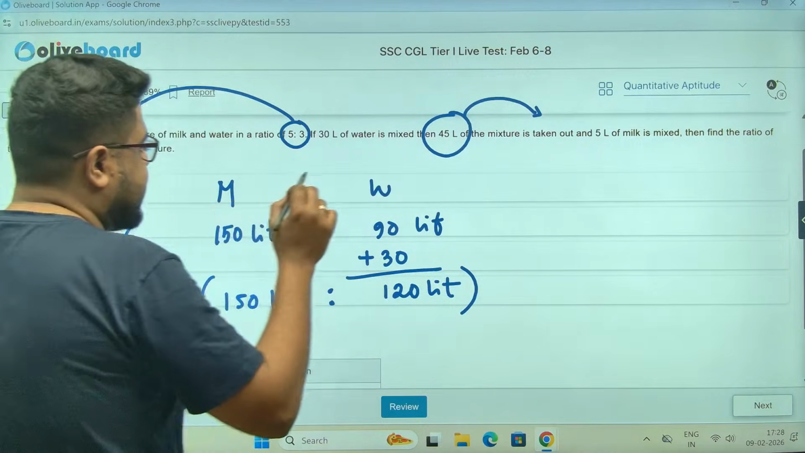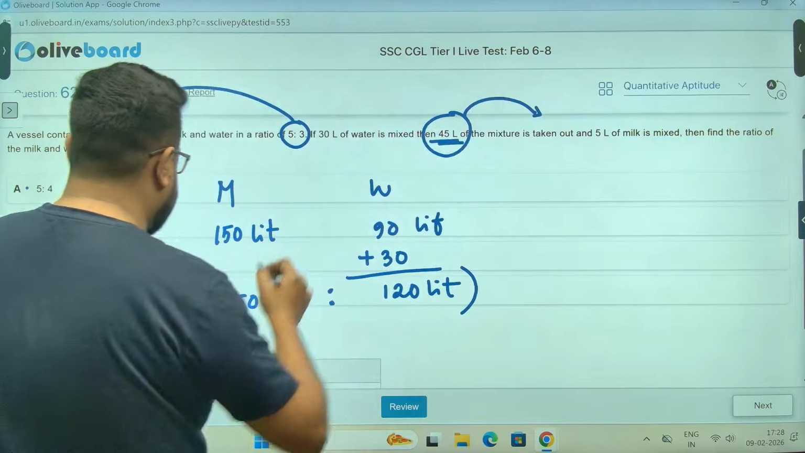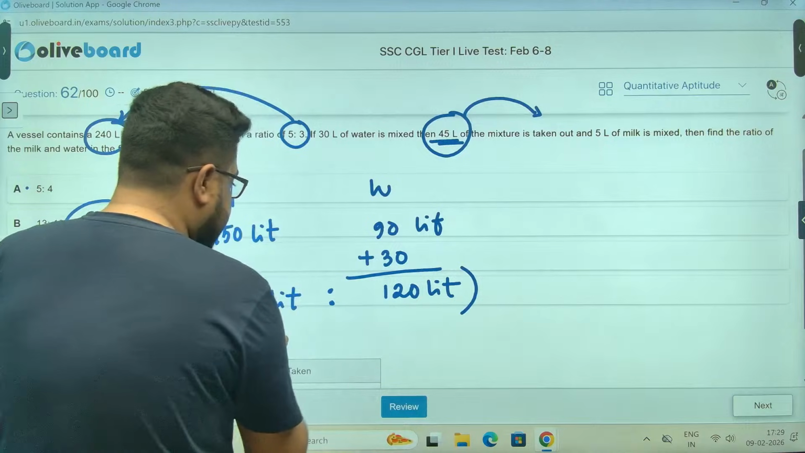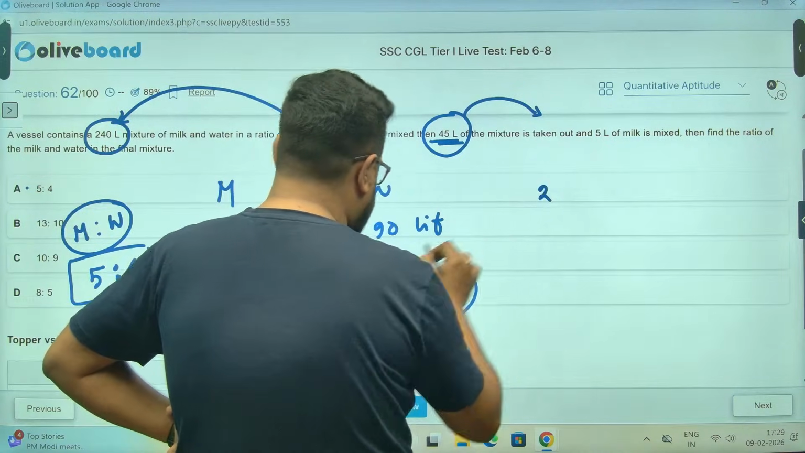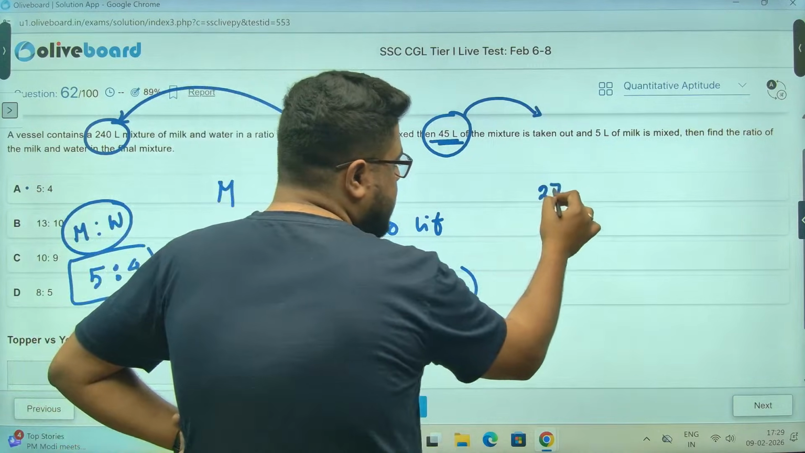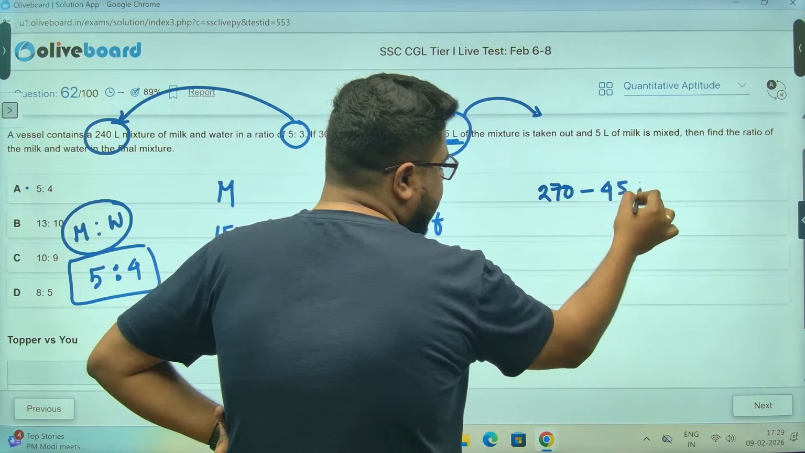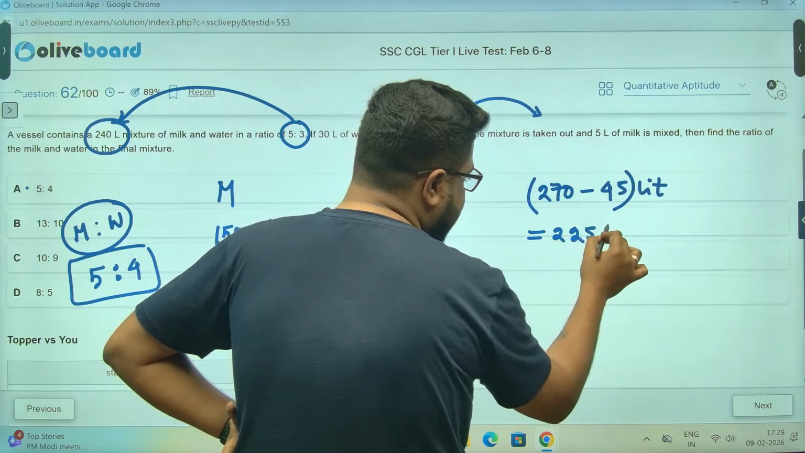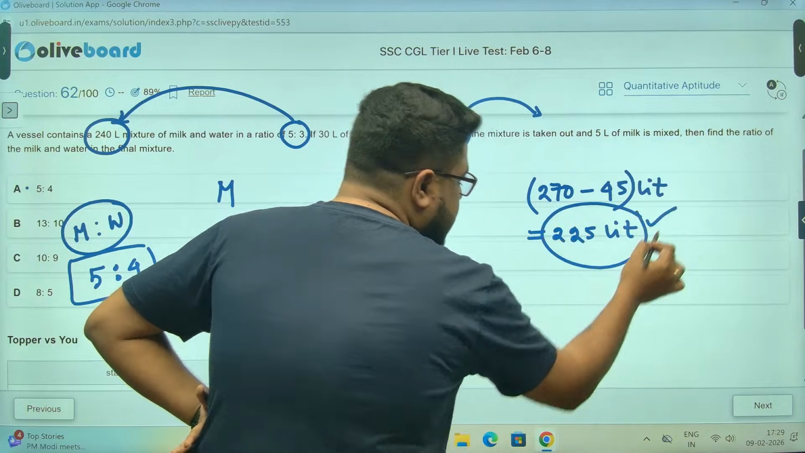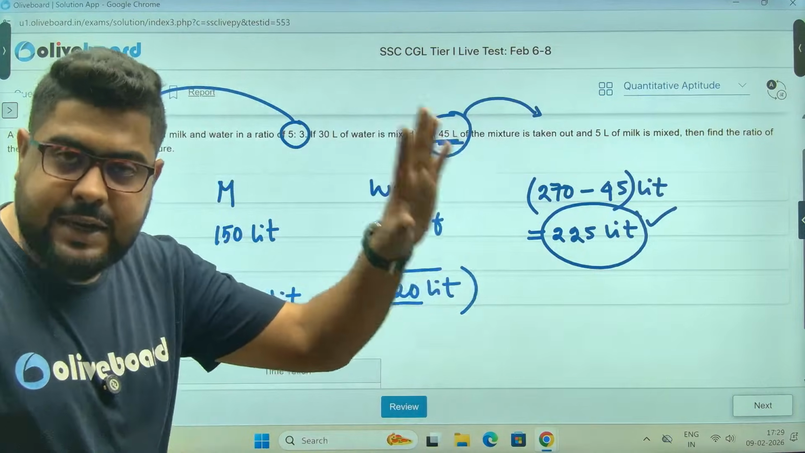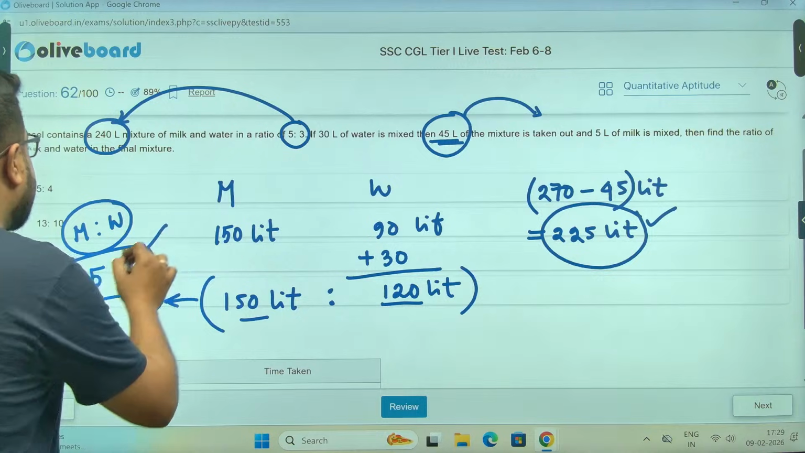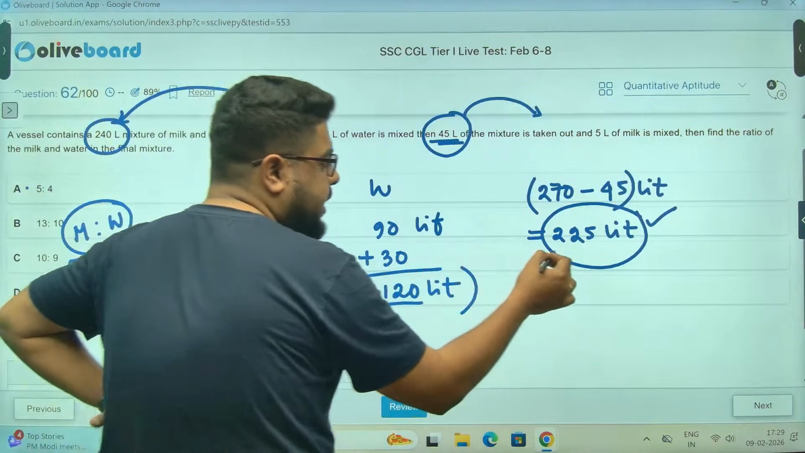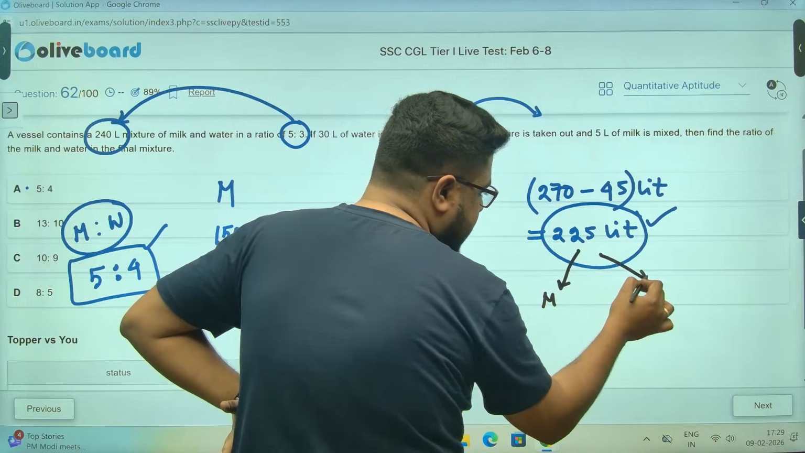So if I take out 45 liters, how much will remain? Total here was 270 liters, 150 here, 120 here. 270 minus 45 liters. Meaning, sir, the solution is now only 225 liters. Right? 225 liters will also have milk and water in this ratio of 5:4. So how much milk and how much water here?